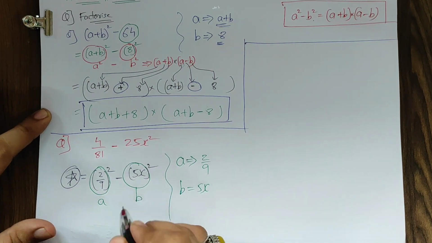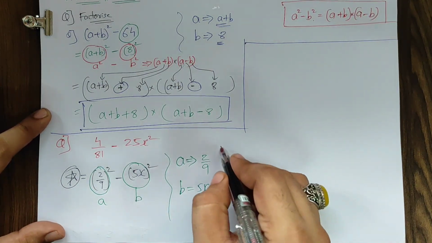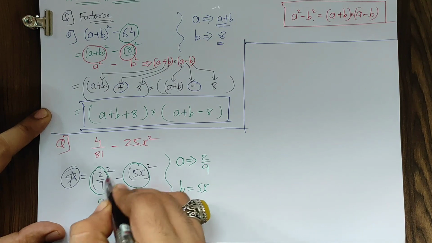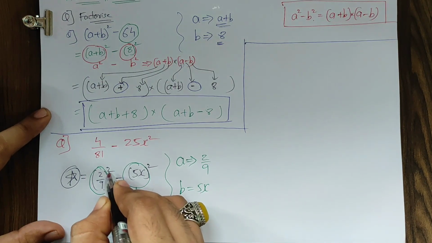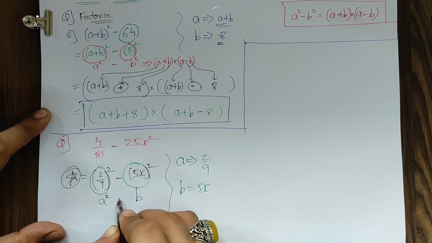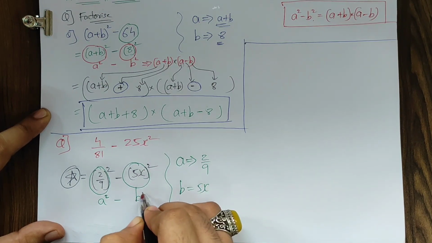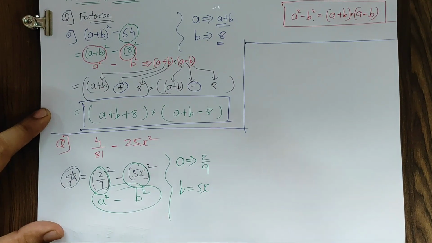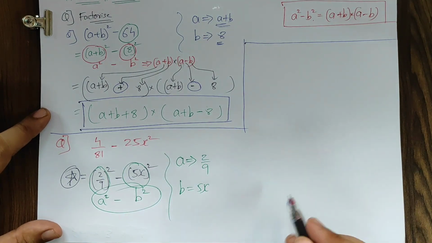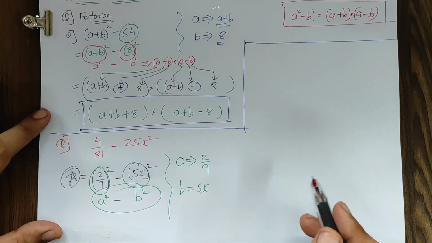So now, here the formula is in which pattern? The formula over here is (2/9) का square. I am assuming 2/9 as a, so it's 2/9 का square means a square, minus, I am assuming 5x as b, और ये 5x का square है, तो it's like b का square. So the formula is a square minus b square, yes, formula for a square minus b square.